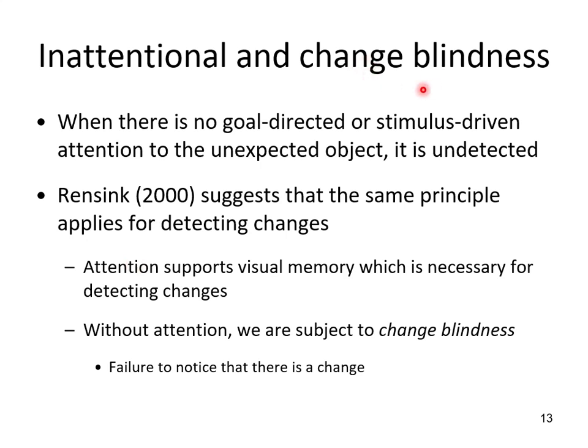And similarly, in change blindness, it shows that attention is necessary for making an object that is originally visible to you have a better memory. You need to attend there in order to keep that memory for later comparison. So even if you see that object, it is not enough, because you need to keep that memory so that you can compare and detect the change. So without our attention, therefore, we are subject to change blindness. We fail to notice that there is a change.